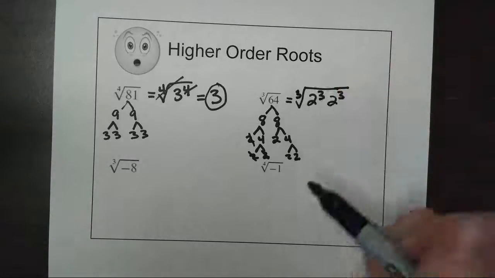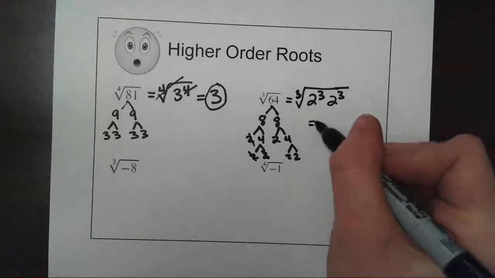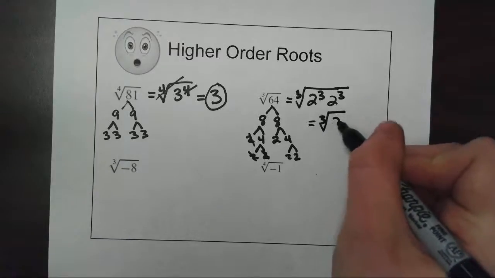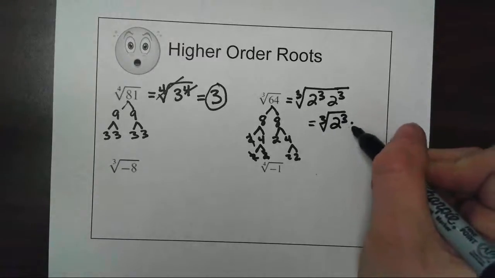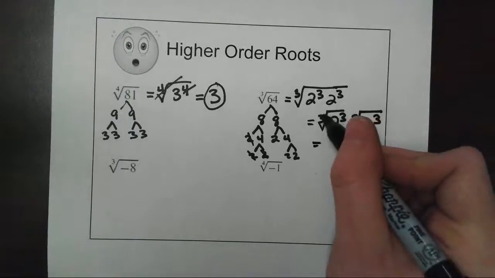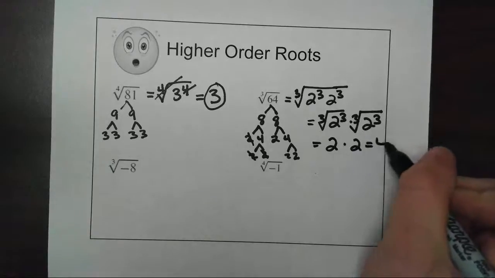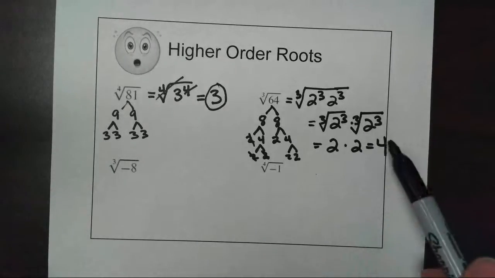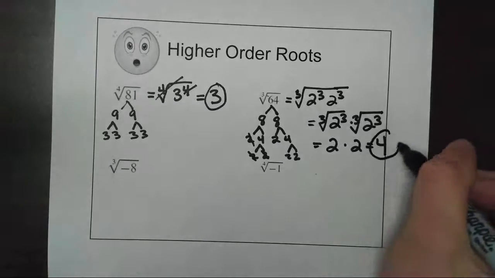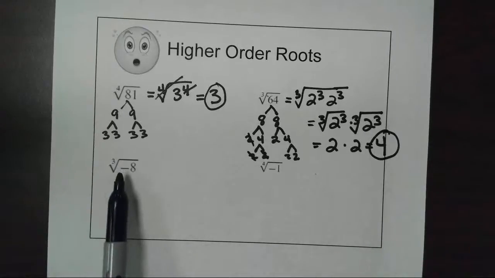And I'm taking the cubed root of 2 to the 3rd, and then the cubed root of 2 to the 3rd again. My cubed root and my 3rd power cancel out, and I'm just left with 2 times 2, which is 4. Now if I take 4 to the 3rd power, I should get 64, and certainly that does happen. So there's my solution.